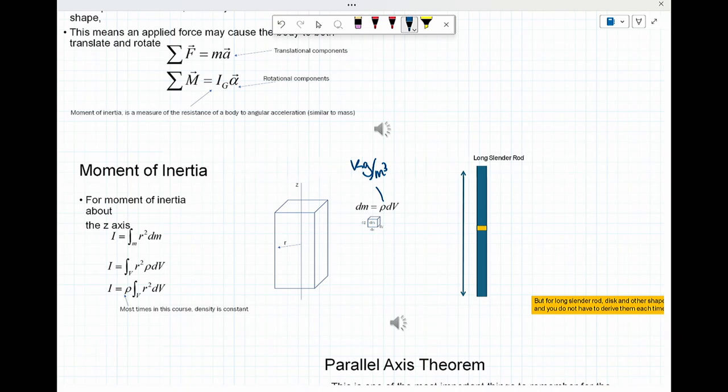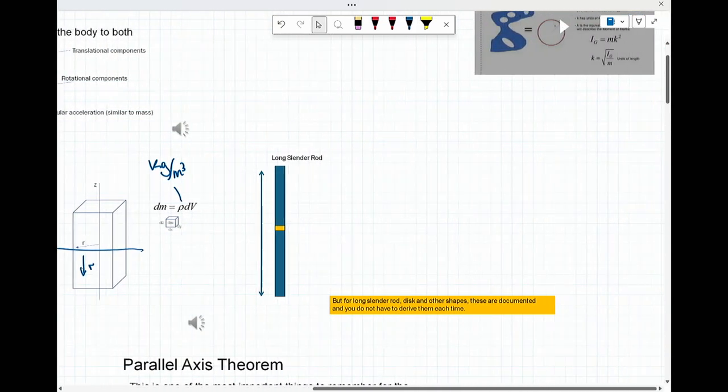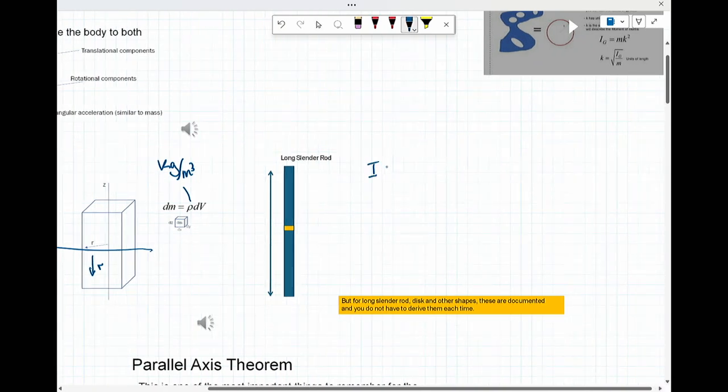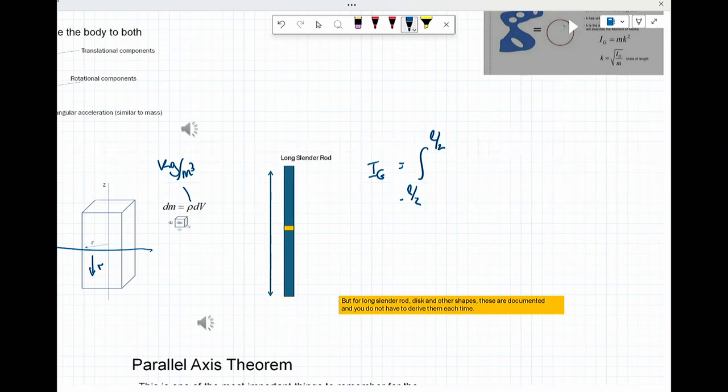So this one about the z-axis is going to be different than if I take that same moment of inertia for the same body and calculate it about an axis that is parallel to the bottom of this mass. I equals r squared rho V, where rho is usually a constant. So in a case like this where I have a long slender rod, I just calculate it out and I get r squared dm from top to bottom.